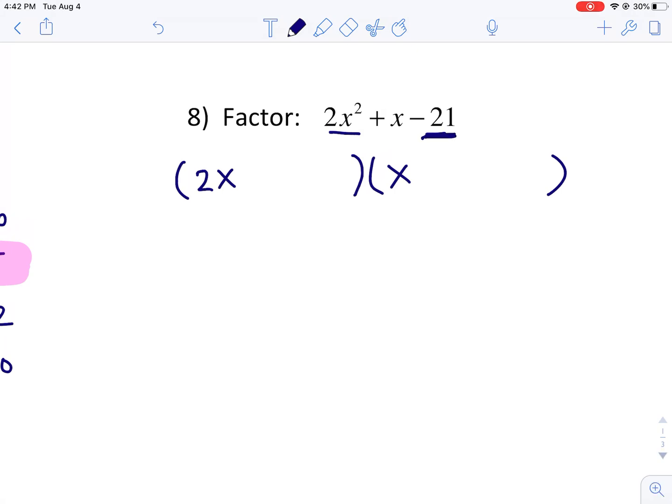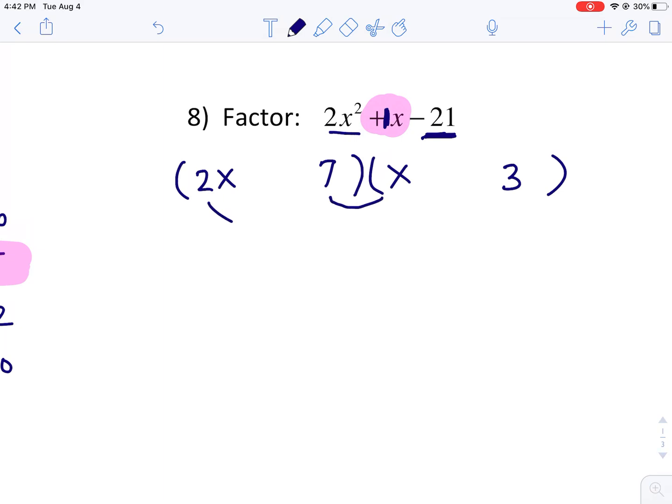And then, boy, how can I get a 21? I don't know. How about we try 7 times 3? 7 times 3 gives 21. And the deal here is in the middle, I have to get a 1x. The 1's not even written. It's just an x, but I need to get a 1x.